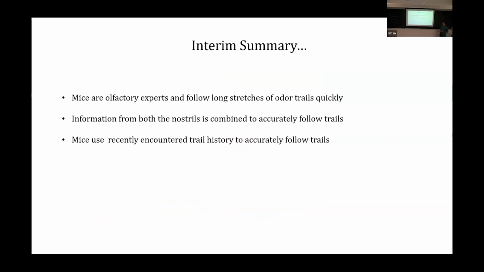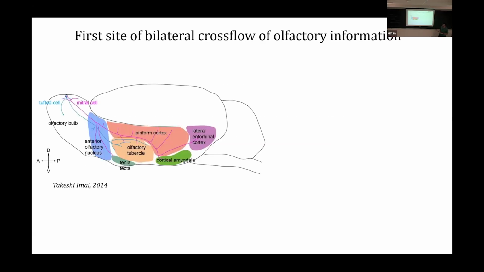So what I've told you so far is that based on experience, animals get good at following the trail. And also that information from both nostrils is important, but most importantly that they use recently encountered trail history to form some kind of policy about following the trail itself. So how is it implemented in the brain? I think that's what I'm interested in fundamentally.